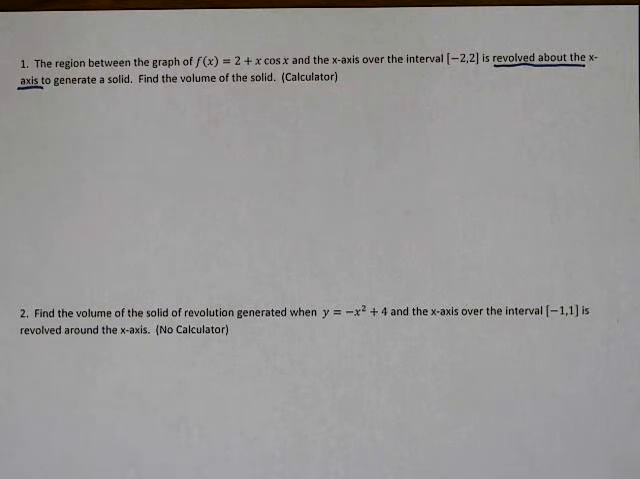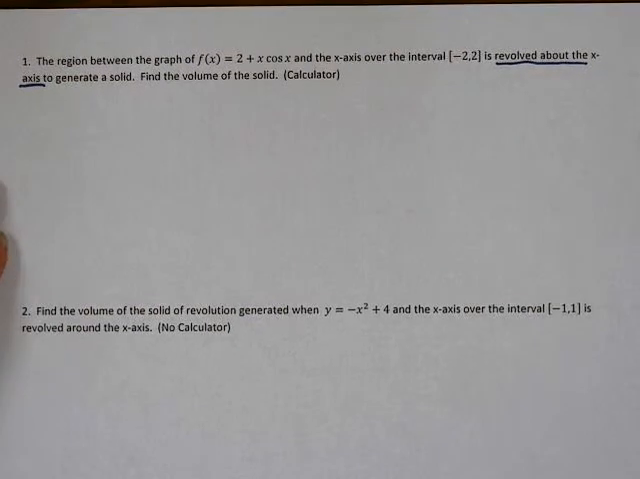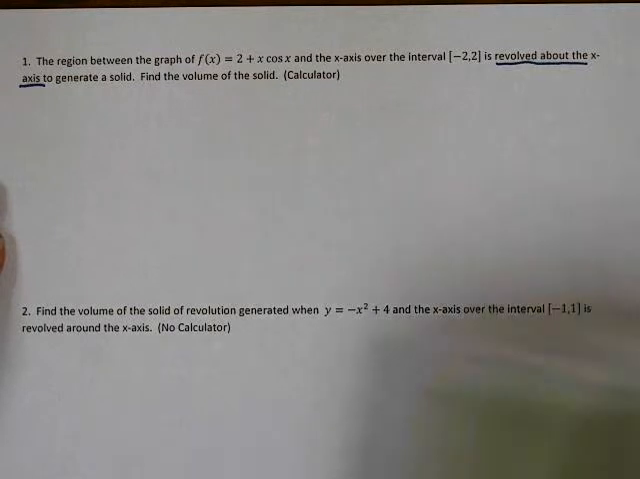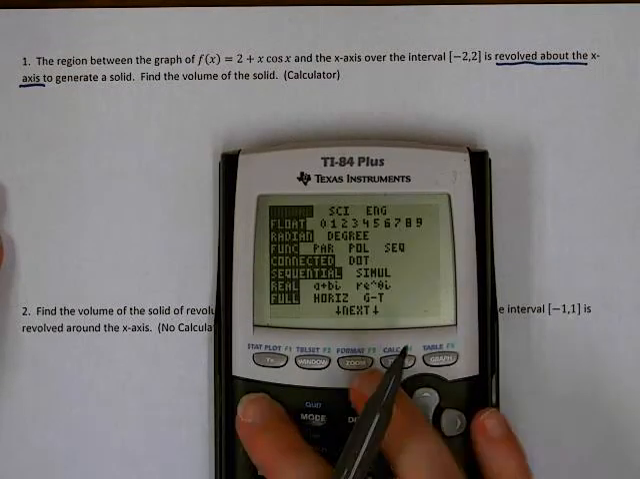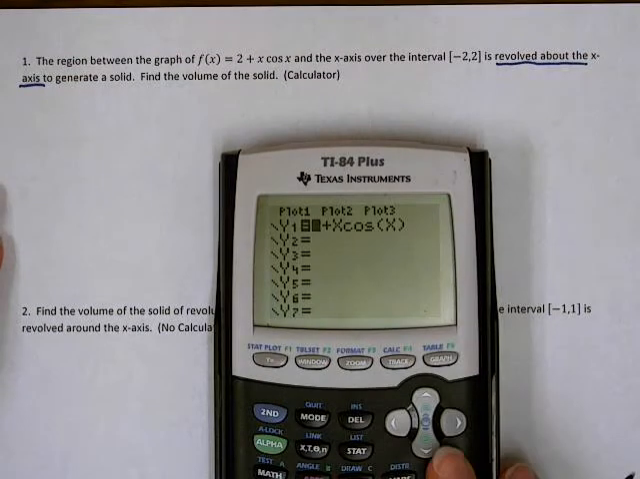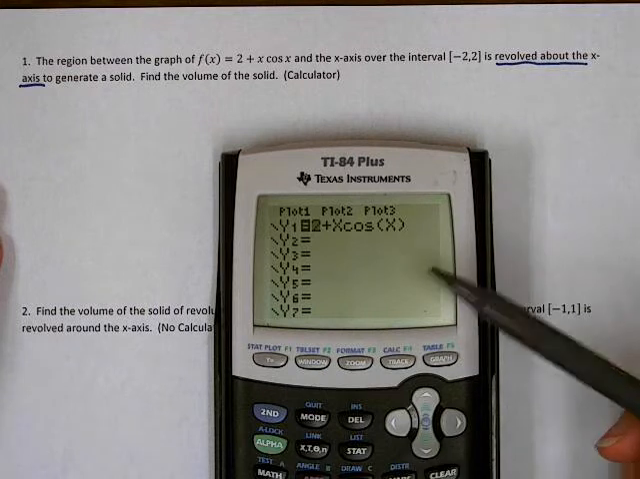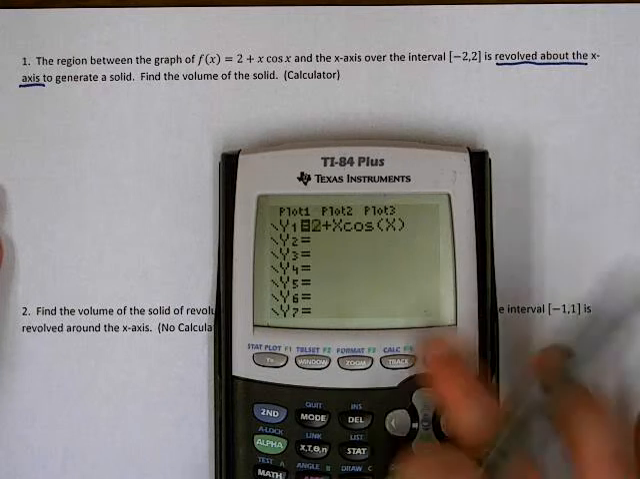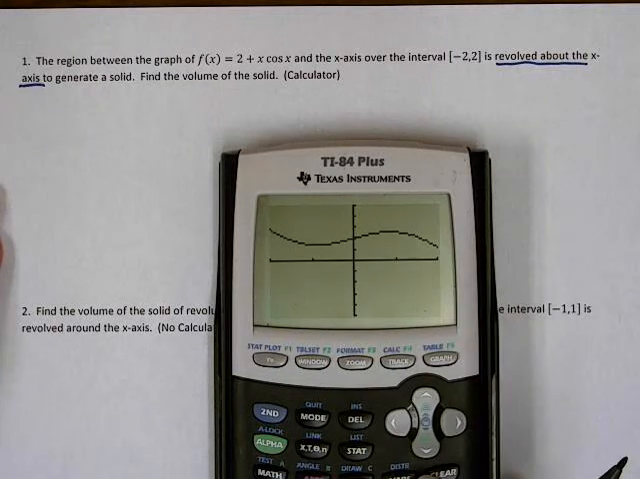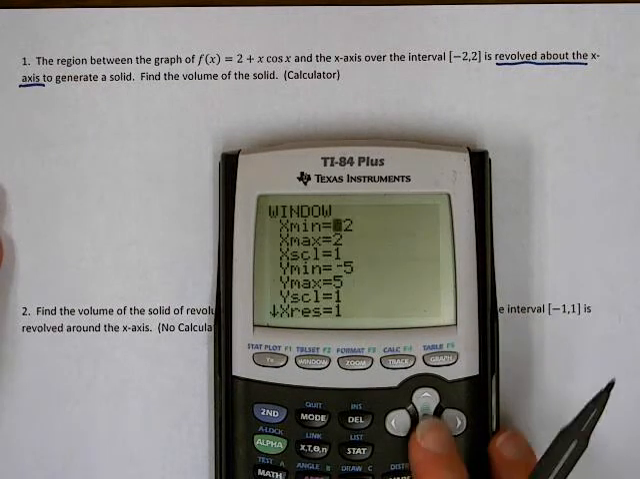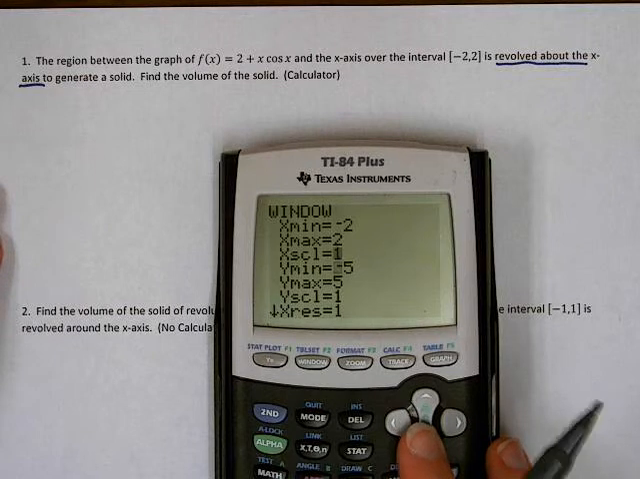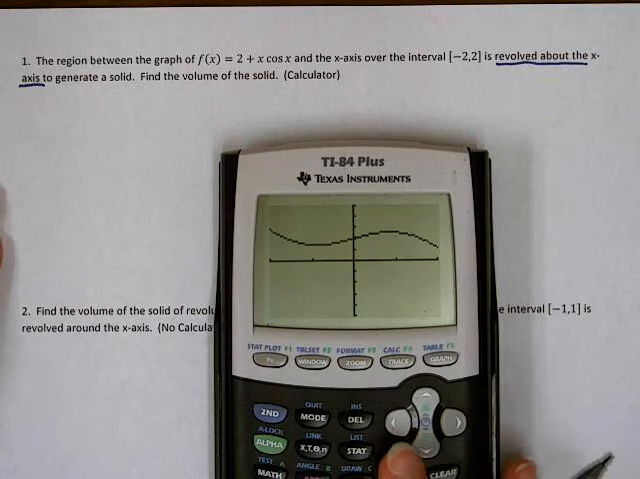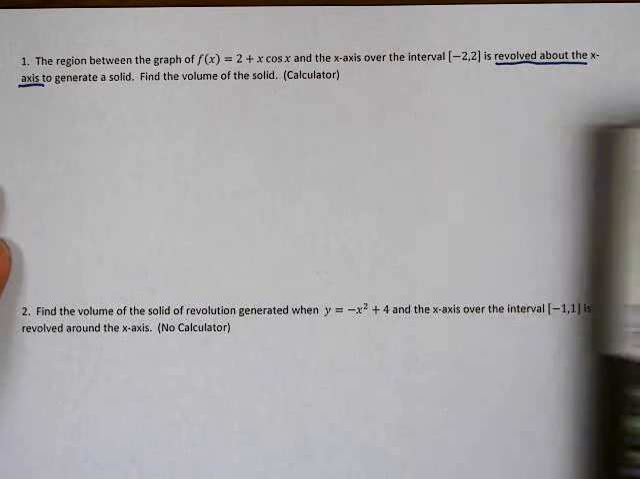So let's go ahead and draw a picture first, and you'll notice this is a calculator question, which means we can use our calculator to just go right ahead and figure out what this looks like. So 2 plus x cosine x, that's already in there, which is awesome. And I'm going to go to the graph, and there we go. That's kind of what it looks like. So you'll notice my window goes -2 to 2 and -5 to 5, just to kind of give us a general idea of what's going on.